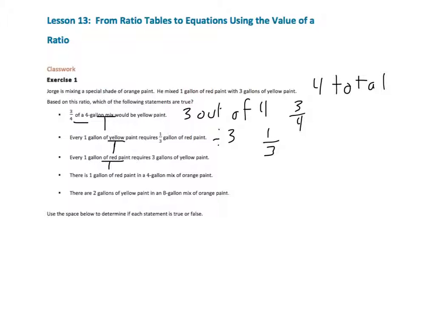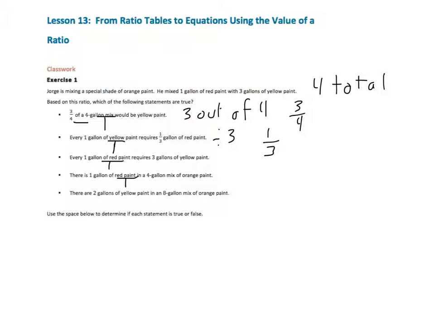Let's look at statement 4. If there is 1 gallon of red paint and a 4-gallon mix of orange paint. Well, we look back at our original ratio of 1 to 3. 1 gallon of red and 3 of yellow gives us a total of 4, as we discussed before. So in this total of 4, there's 1 red gallon. So therefore, 1 gallon of red paint and a mix of 4 gallons of orange is true. Let's look at our last one. There are 2 gallons of yellow paint and an 8-gallon mix of orange paint.